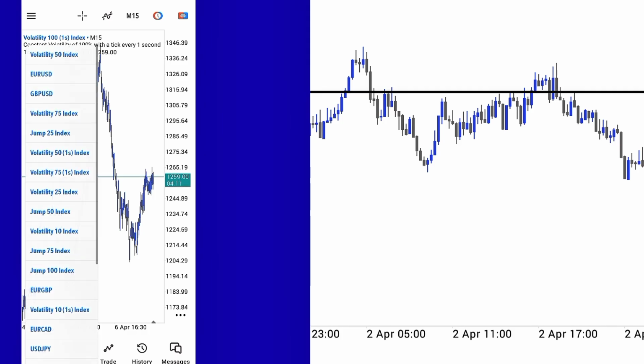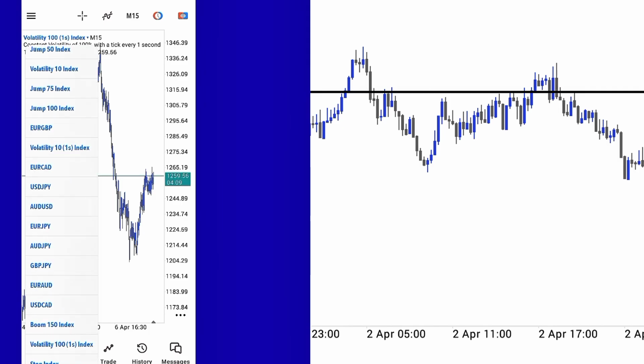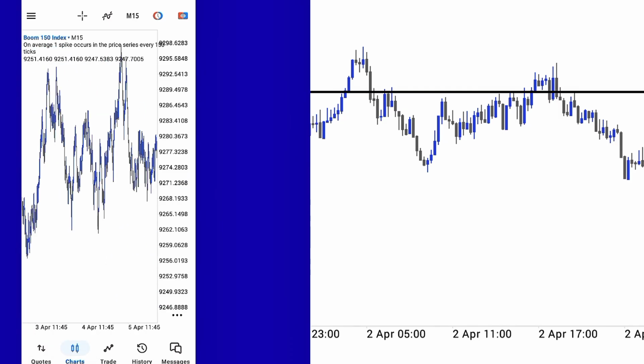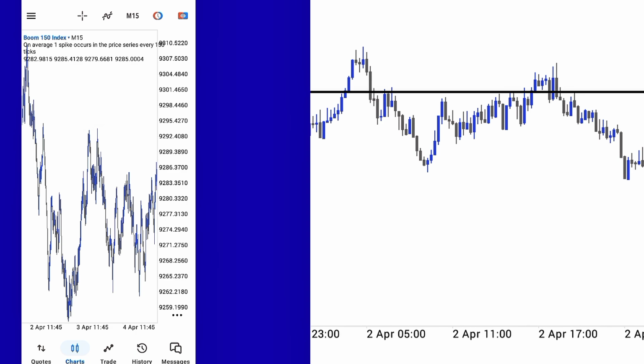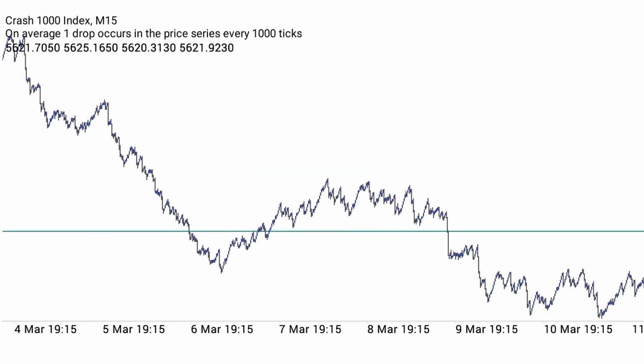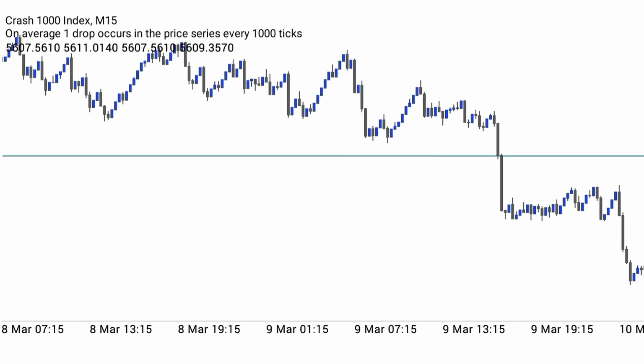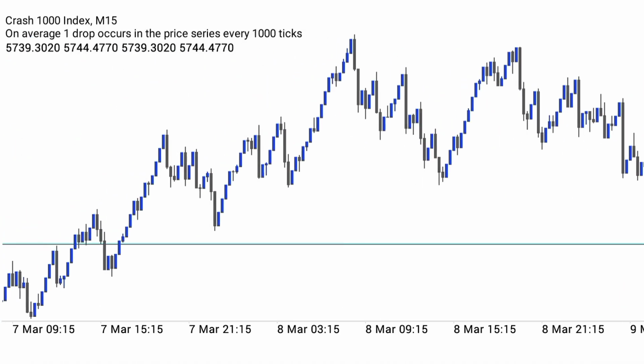These Deriv assets are very, very different from each other. They are not the same. All of them work in different ways. Like for example, trading boom and crash is very different from trading volatility. Currently here we have crash 1000, and look at the way it moves.